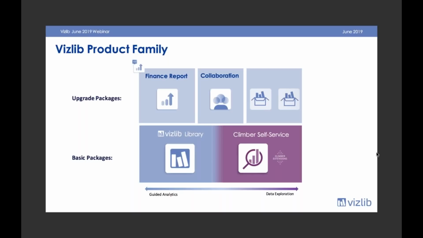But in a brief slide, I wanted to introduce to you how all these things are fitting in. So what Vizlib is effectively offering today is two basic packages, which is the Vizlib library package and the famous Climber self-service package. Lots of customers have one or the other, and what we found, both with our customer base but also ourselves using the different extensions, is they cater to different use cases. Vizlib library is more for guided analytics, dashboarding. Climber self-service is for data exploration, a true self-service experience on top of Qlik Sense, right?